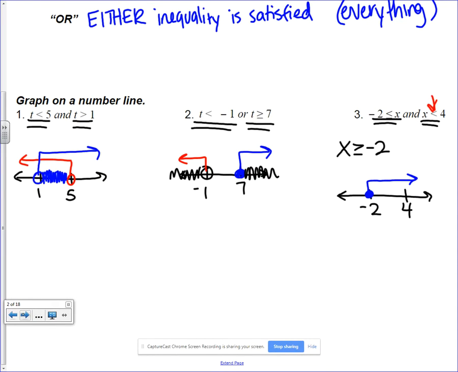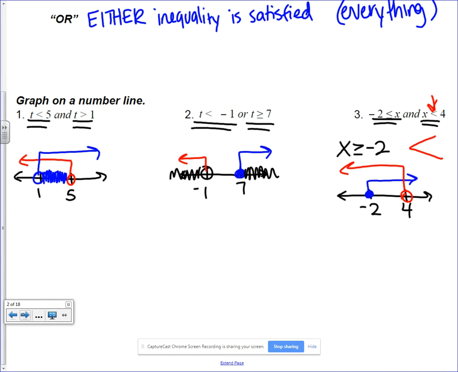Okay, this symbol right here tells me open or closed. Is there an equals bar? No, then it's open. Which way does that arrow point, to the left or to the right? It looks like this, doesn't it? So that's pointing that way? To the left. Good?